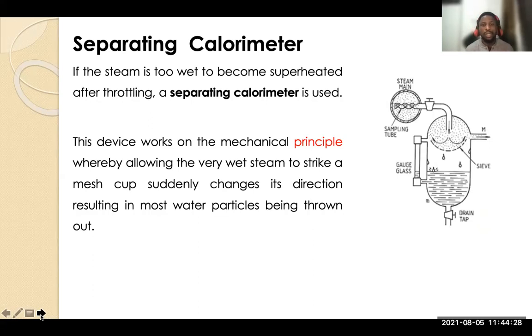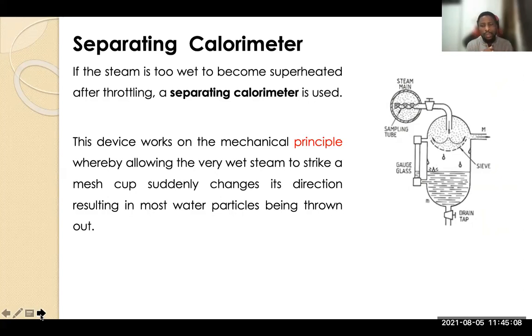Now we've talked about how it works. So I want to quickly talk about the principle of the separating calorimeter and how it works. One, the purpose, as the name says, is to separate. What does it separate? It takes wetness out of the steam. Remember that steam is generated by boiling water at a particular temperature and pressure, but some of the water can still be contained in the steam, and we don't want that.